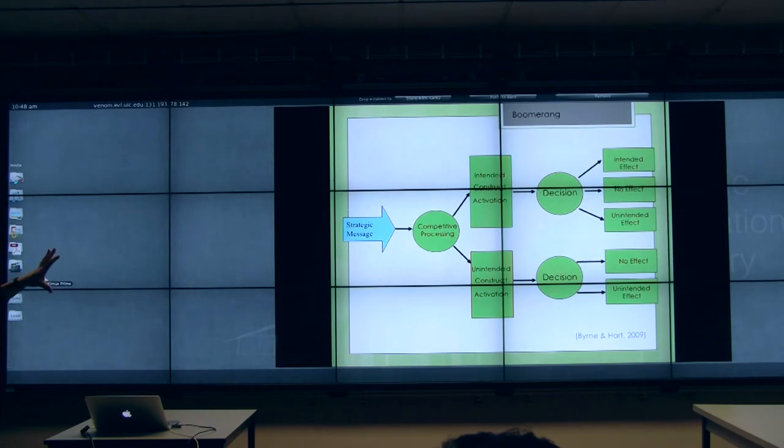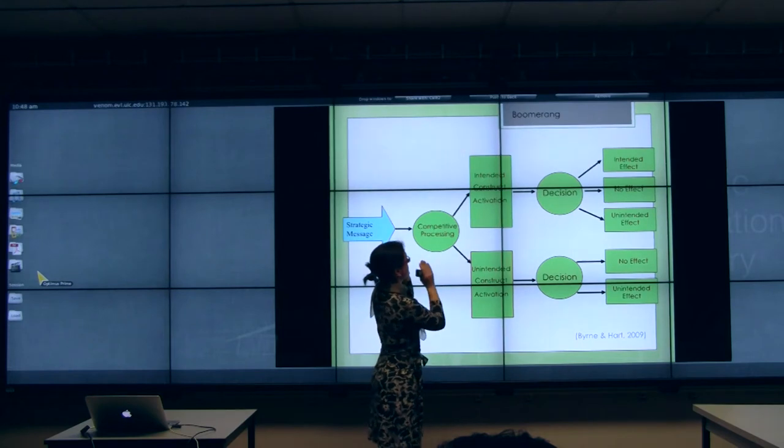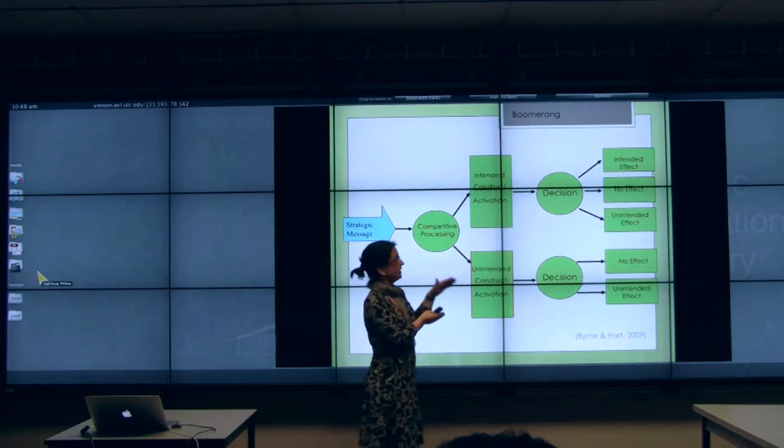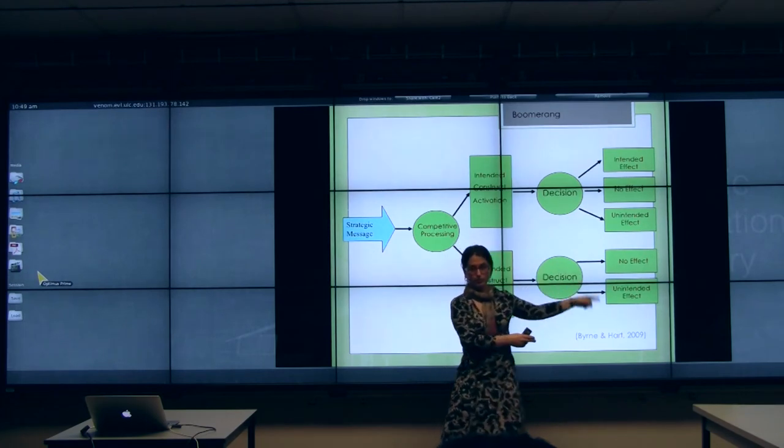So here is a diagram of things that can happen when you have a message. This is from Bernard Cornet, the reference, in which they made sense of all these tendencies and effects that are being documented. They didn't label any of those, they just made sense of them. So you have a strategic message, and then there's some kind of processing in your hands. And then you can either process the intended or the unintended. If you process the unintended, most likely something's going to go wrong: either no effects or boomerang.